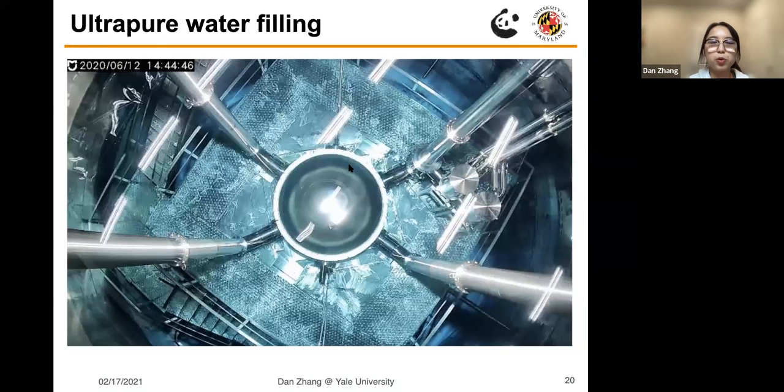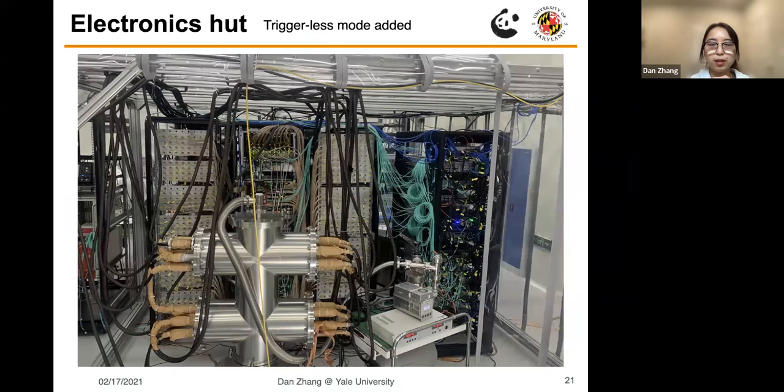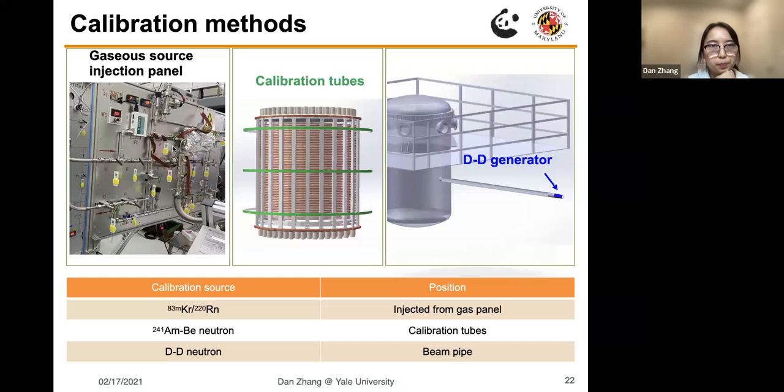And this is the photo taken inside the clean room, looking downwards to the outer vessel of the detector. And this is a closer view of the electronics panel. And we actually added triggerless mode, which is an upgrade compared to PandaX-II. So here is the calibration system.